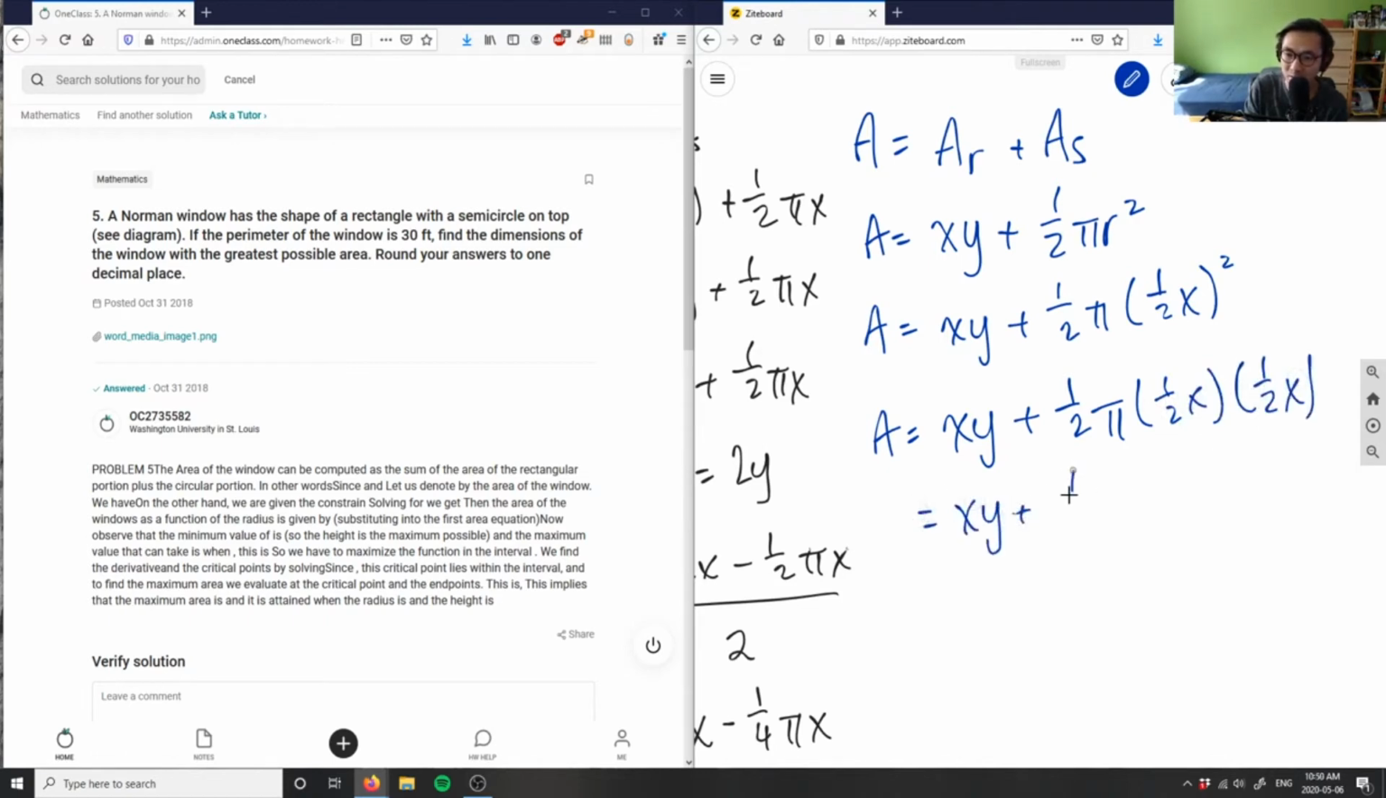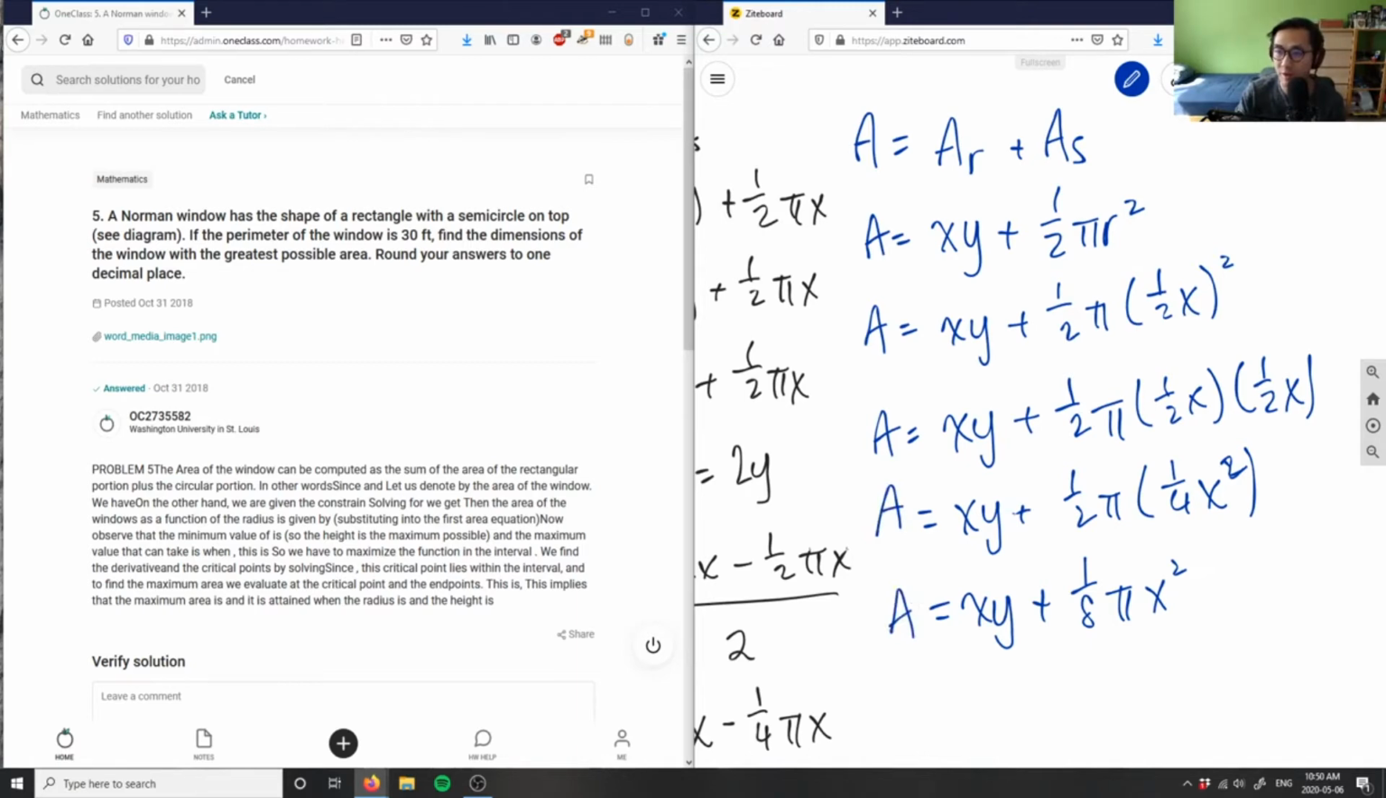So this here is simply just half pi. Half x times half x is 1/4 x squared, right? Half times half is 1/4. X times x is x squared. And then I can clean this up by saying x times y plus half times a quarter here is 1/8, and then pi x squared. So this here is my area formula.